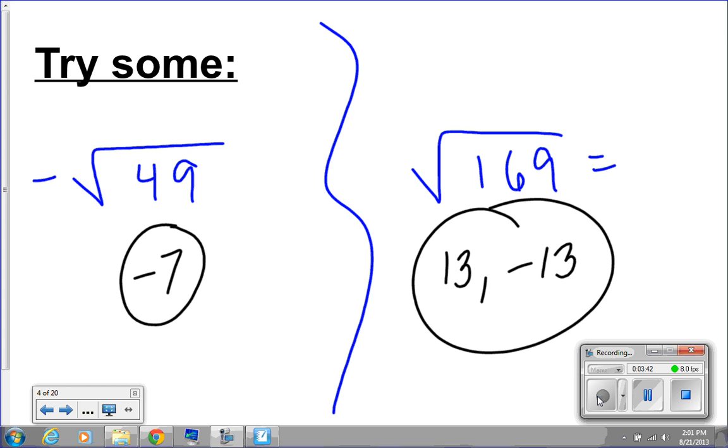So for your answers, the square root of 49 is 7, and the negative's on the outside, so I got a negative 7. Square root of 169 is 13, but I also know that a negative 13 times a negative 13 means I'll get a positive number. So 13 and negative 13.